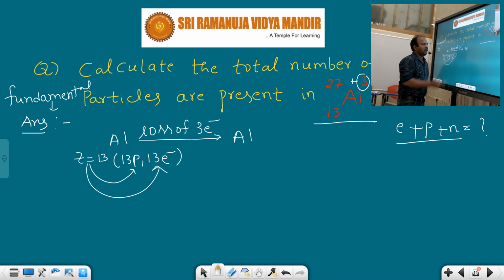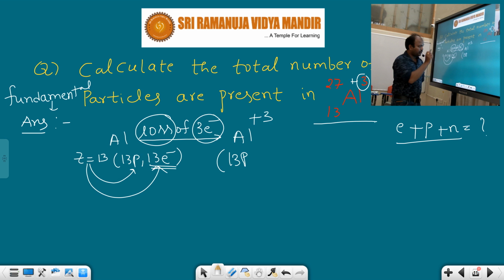Proton number is always the same because protons are present inside the nucleus. We can't disturb them. But what changes? Electron number changes. One electron changes, and the entire properties of matter change. That is the importance of electrons. That's why you have to concentrate on electrons. Here aluminium loses 3 electrons. Out of 13 electrons, donating 3 electrons means it is having how much? 10 electrons. 13 electrons are there, 3 are donated, now it is having 10 electrons. This is the aluminium plus 3 cation.